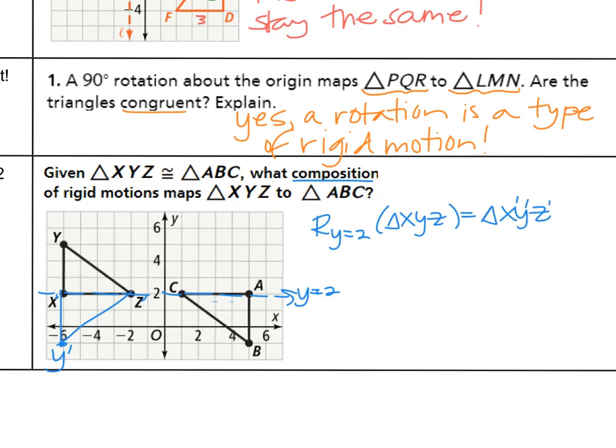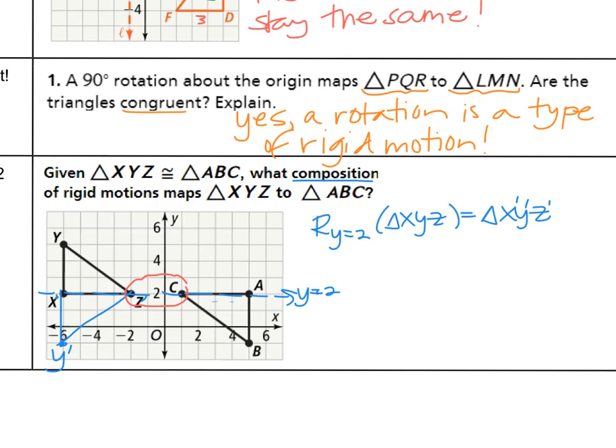Then we have to figure out how can we go from Z, just kind of hop over to C, and how can we take X all the way over to A, and then Y to B? So let's look at how far apart they are right here. Notice they're only 3 squares apart from X to Z, but we're not going to slide it over that way or glide it. We have to do a reflection because X has to reflect all the way over to A.